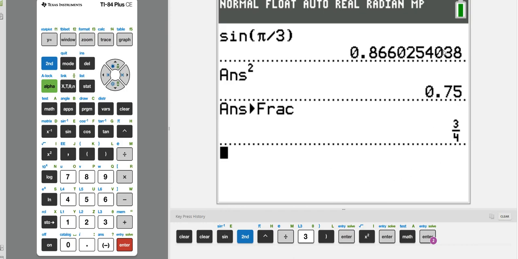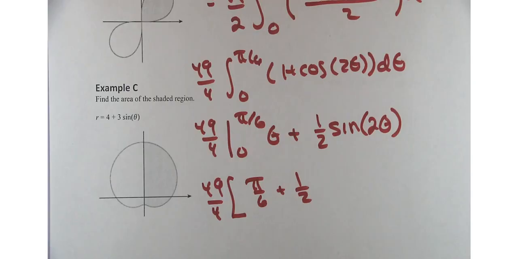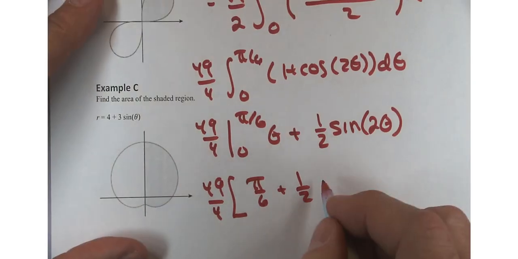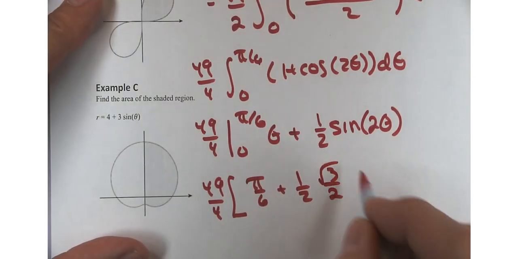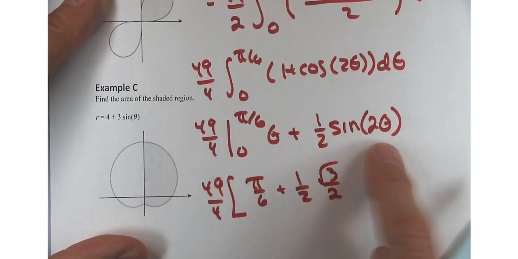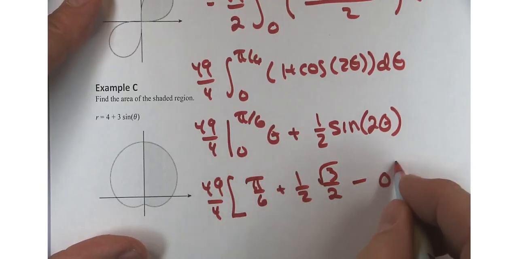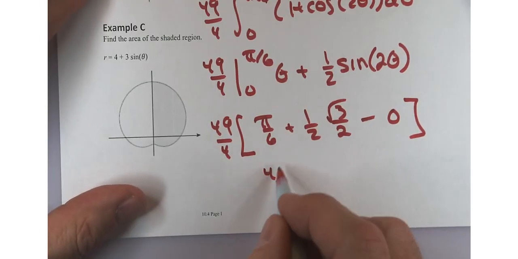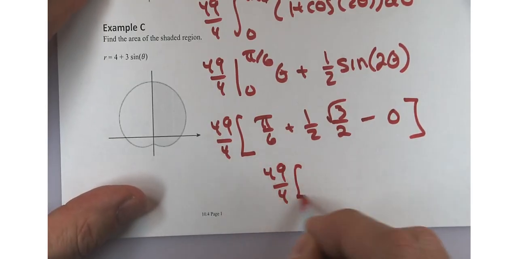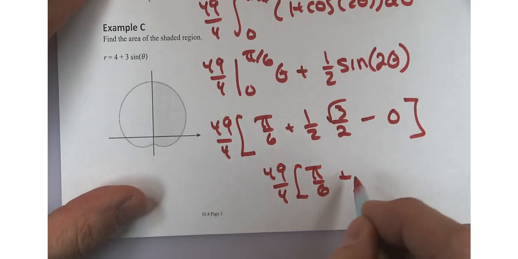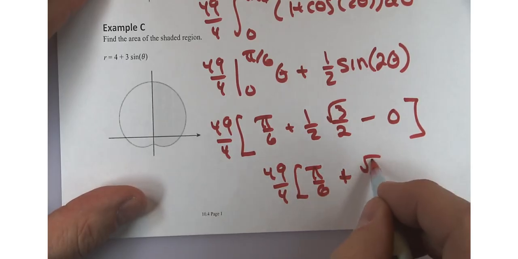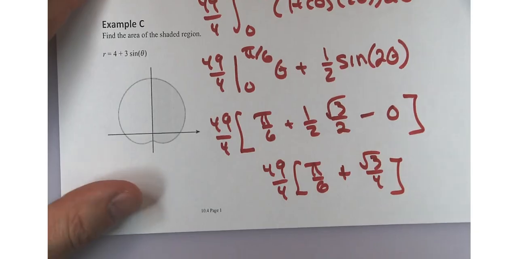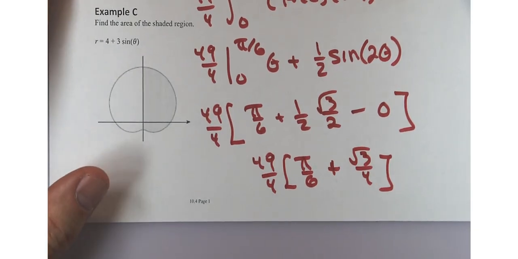We started out with the square root of that. So I end up with the square root of 3/4, or basically square root of 3 over 2. At 0, both of these terms are 0. So this is pretty much your final answer: 49 over 4 times pi over 6 plus square root of 3 over 4. Nice.